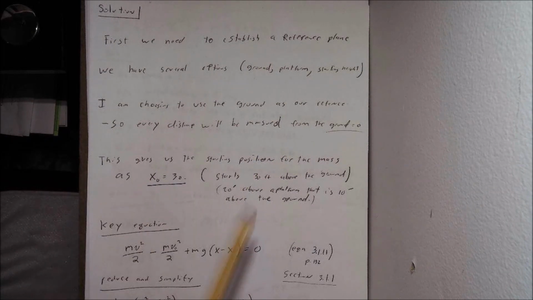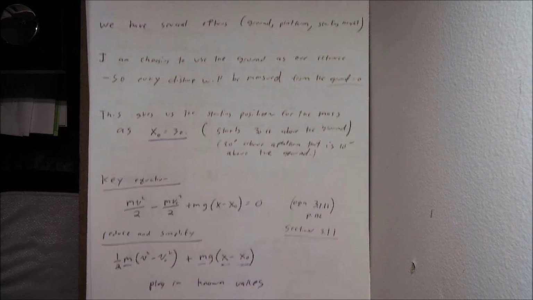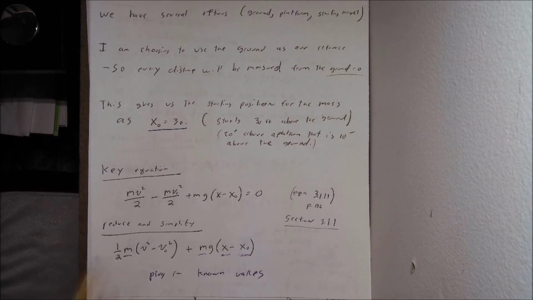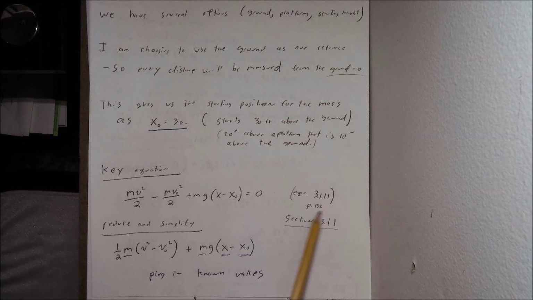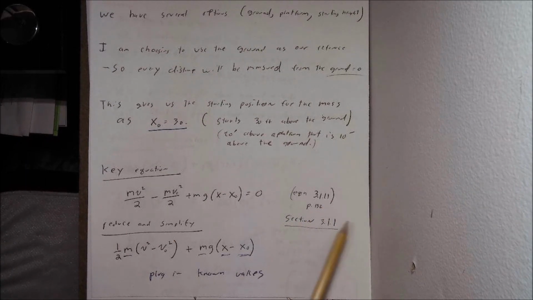With this all written down, understanding what our starting position is, now we want to choose our key equation for solving this problem. Our governing equation comes from equation 3.1.11 on page 132 of our textbook, section 3.1.1. This is assuming you have the 4th edition of the textbook. If not, it should be in the same section; pages might be just a little bit different.